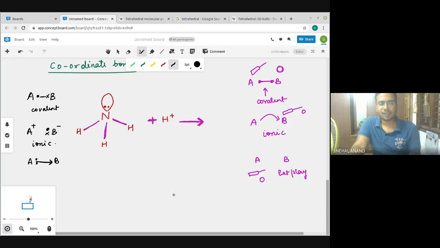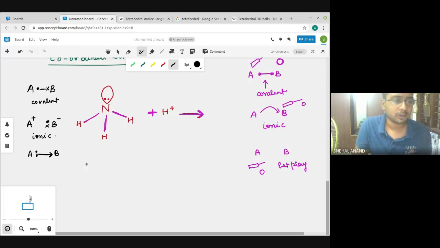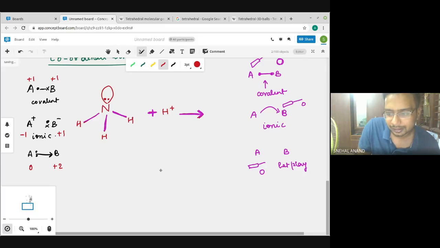Okay. So A is not selfish. He is really kind and giving. He says, fine, no problem. You don't have anything. I'll share both electrons. So here A gets nothing. And because he's sharing 2 electrons, B gets a profit of 2. In ionic, A loses 1 and B gets a profit of 1. In covalent, A gets a profit of 1 and B gets a profit of 1. I hope this point is clear to everyone. All right. Good.